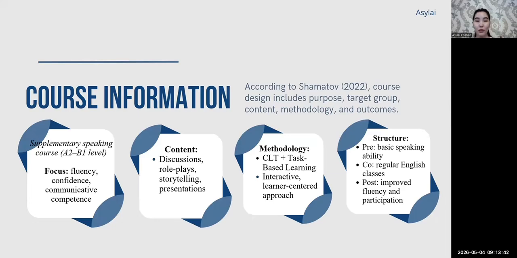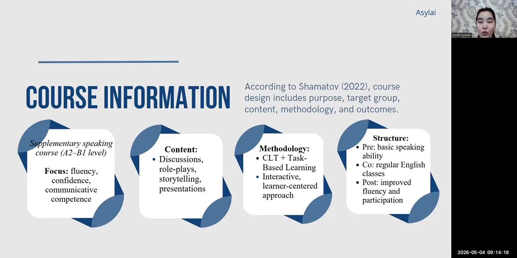Moving on to the course information, according to Shamatov, an effective course design should clearly define its purpose, target group, content, methodology, and expected outcomes. Based on this framework, our course is designed as a supplementary speaking course for A2 B1 learners. The main focus of the course is to develop fluency, confidence, and communicative competence. The content includes interactive speaking activities such as discussions, role play, storytelling, and presentations.